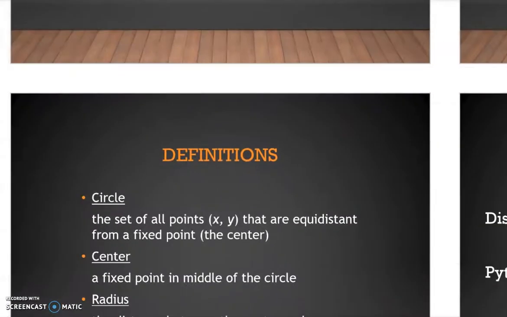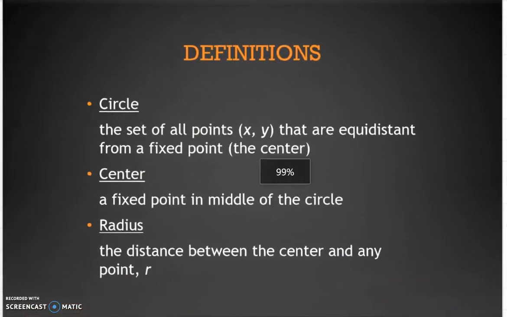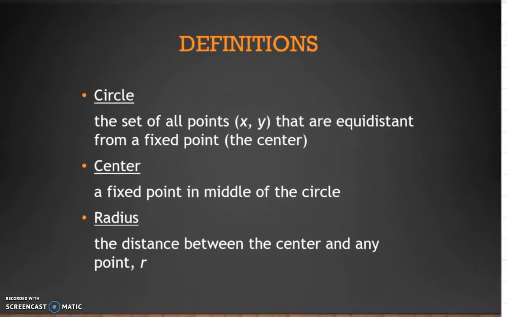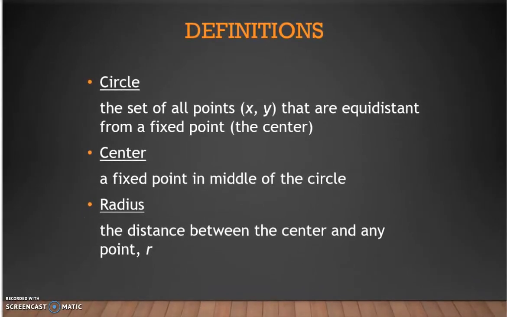First, let's go over some definitions that you're going to need to know. As usual, please rewind and pause as long as you need in order to write things down. Here are some definitions you need to know, because you always get quizzed and tested on definitions. First, a circle, it's a set of all points that are equidistant from a fixed point. Right? So a circle is essentially an infinite amount of points that are all the same distance away from one point in the middle, which we call the center.